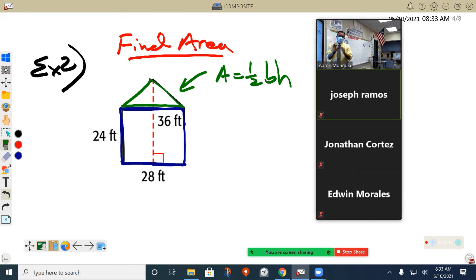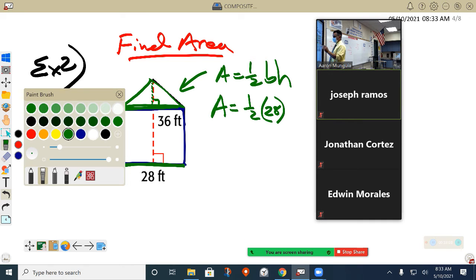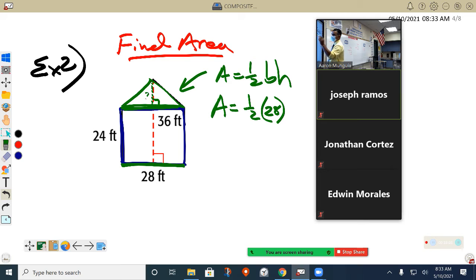Okay, just focusing in on, don't worry about the rectangle right now, just looking at the triangle. Here's the base, there's the height, because look, it's perpendicular. So area then is gonna be 1/2 the base is, look, it's the same as this size, it's 28 feet. The base is 28. What's gonna be the height? I need the height of that triangle. Anybody?